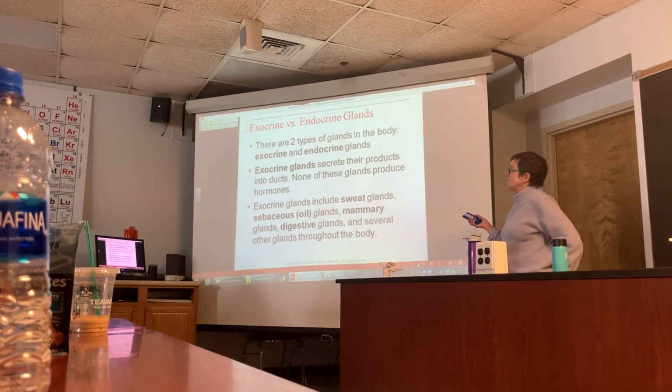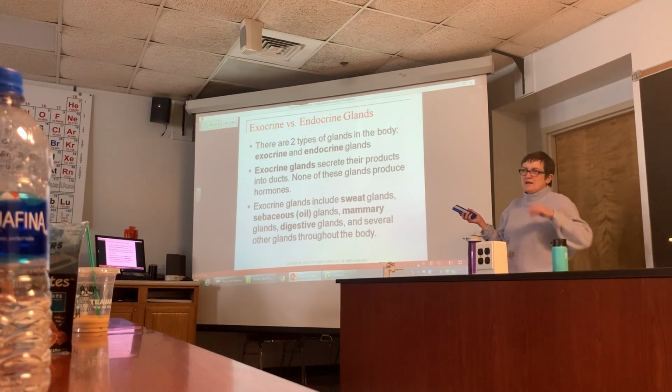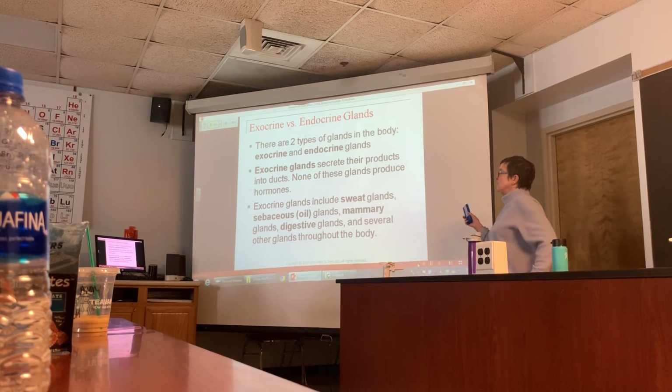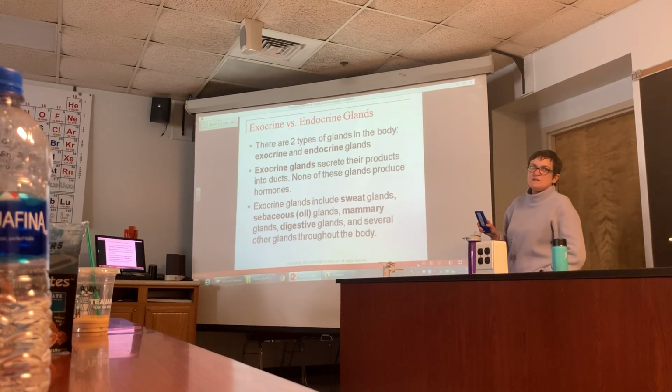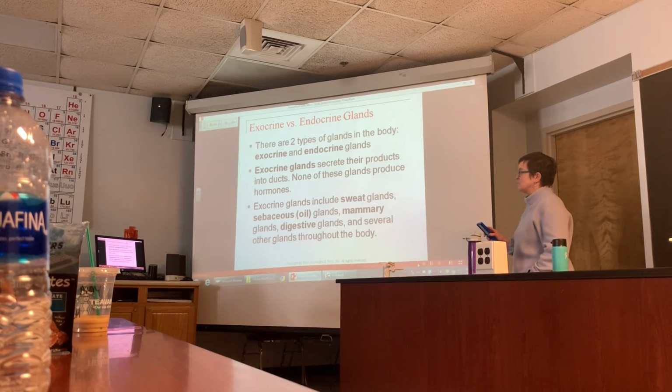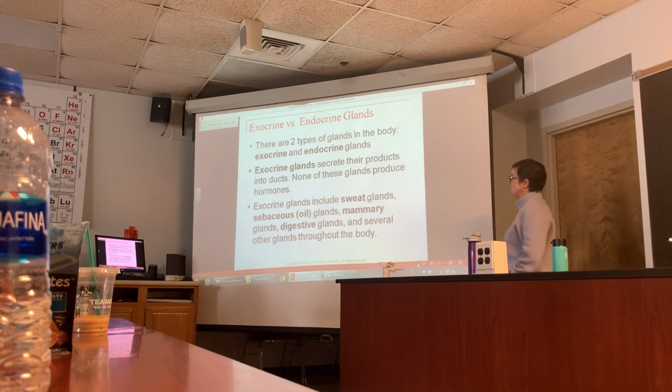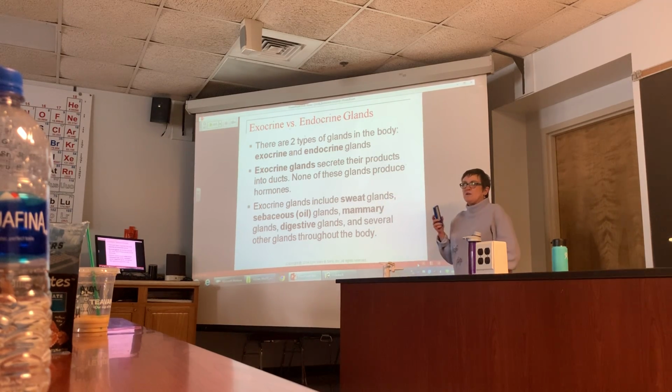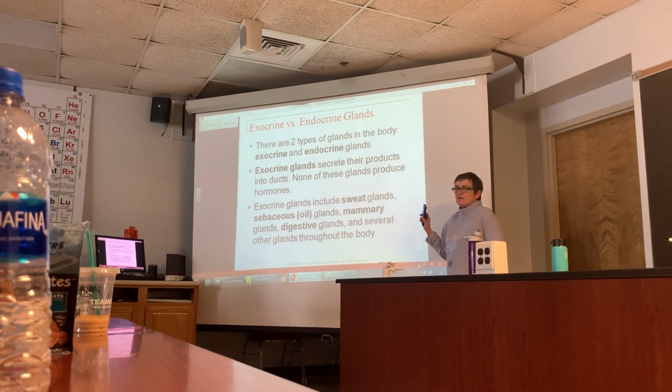Now there are, hopefully you remember, two types of glands in the body, exocrine and endocrine. We're not talking about exocrine glands here. Exocrine glands have ducts and empty into body cavities or the body surface and secrete a wide variety of products like sweat, oil, bile, milk, and saliva, all that stuff. These are not endocrine glands.